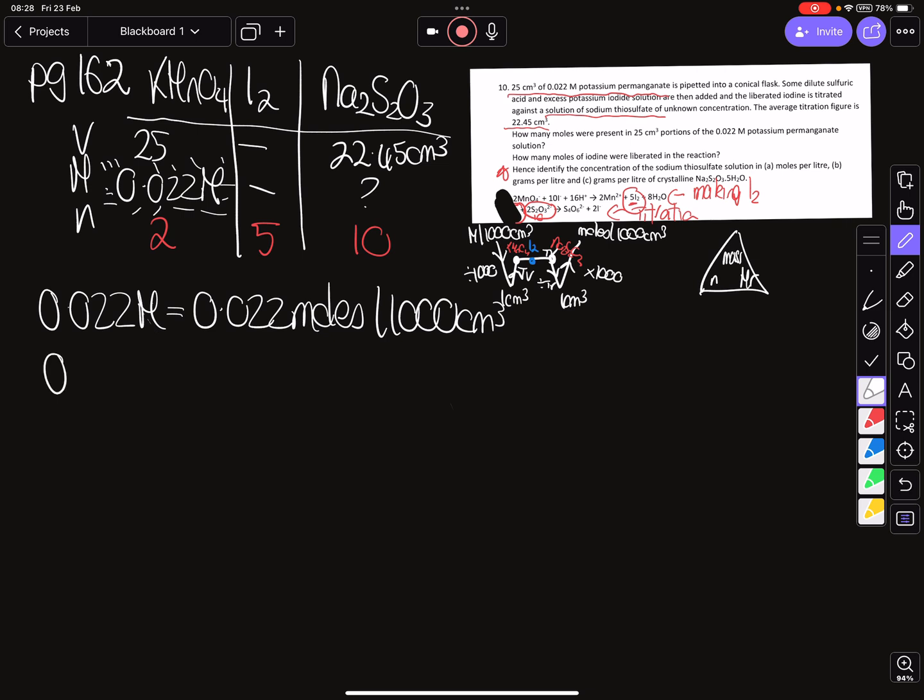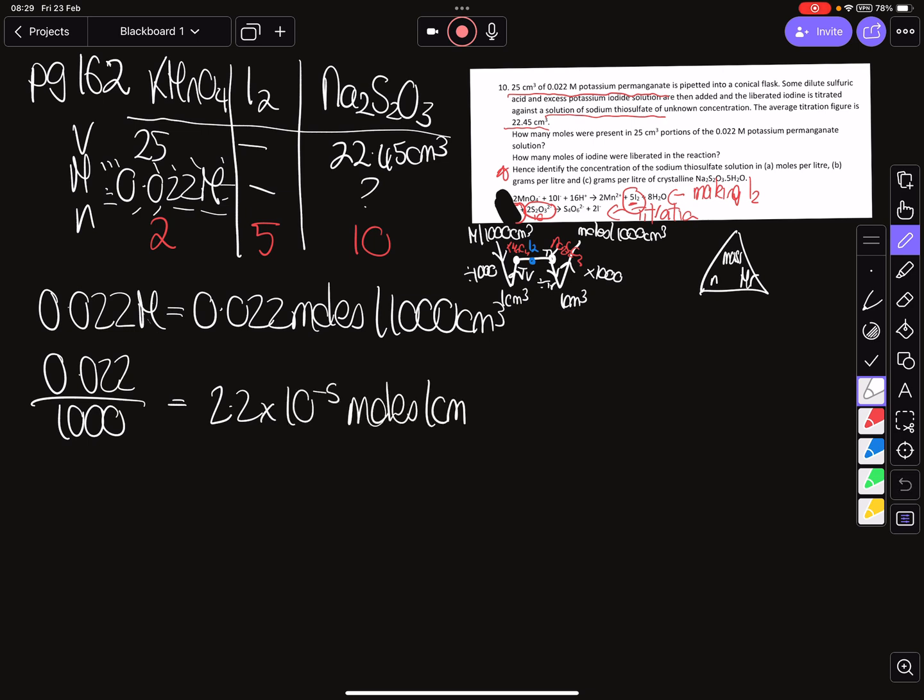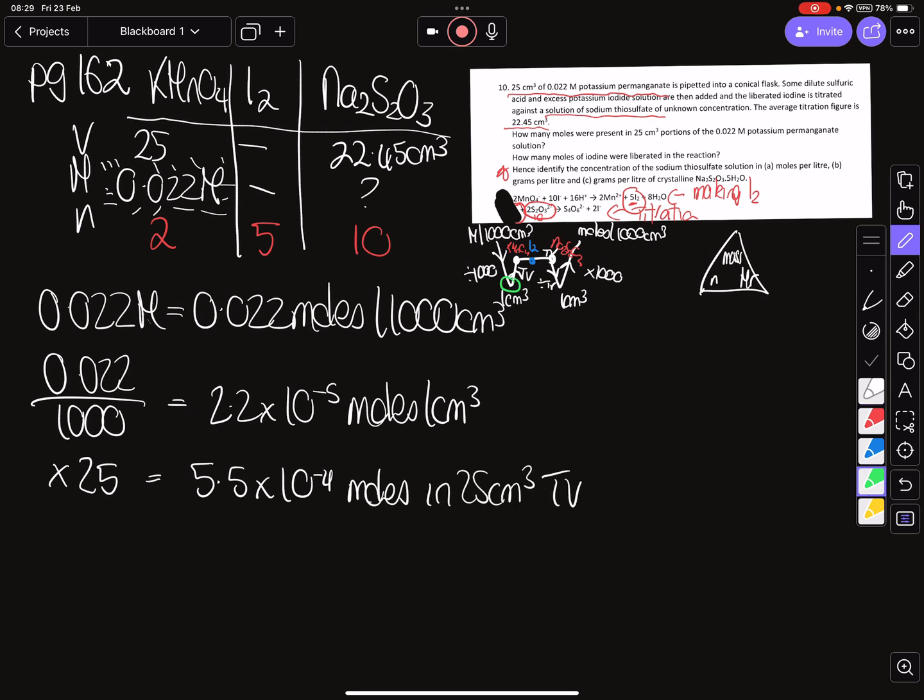So the first thing I'm going to do is divide my 0.022 by 1,000, and when I do that, I get 2.2 by 10 to the minus 5 moles in a centimetre cubed. So we've just gone to this point of our triangle. We then multiply it by our titer volume, which is 25, and when I do that, I get 5.5 by 10 to the minus 4 moles in 25 centimetres cubed, and that, as we say, is our titer volume. So that's gotten us up to this point now in our W.